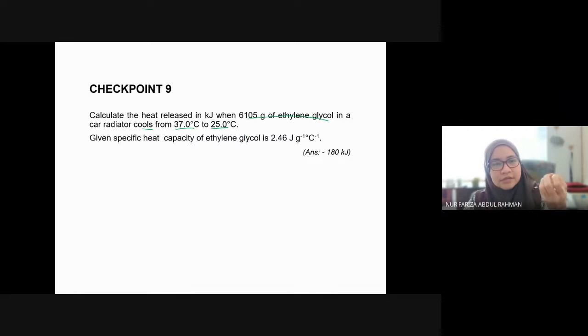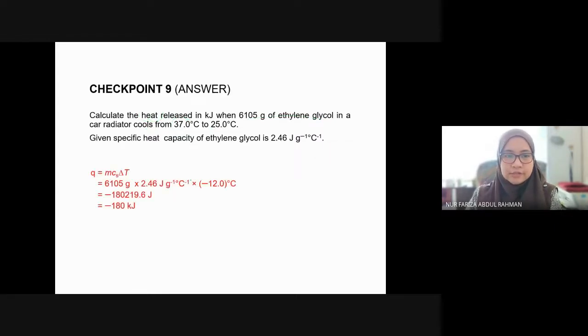So bila dia remove the heat, the energy becomes less. So that's why the temperature now decreases from 37 to 25 degrees Celsius. And is it endo or exo? The answer will be exo, sebab dia release the heat. Okay, release the heat will be exo lah. So your final answer should be, the final value for the heat should be negative Q. Okay, negative value. Right? Okay, this one.